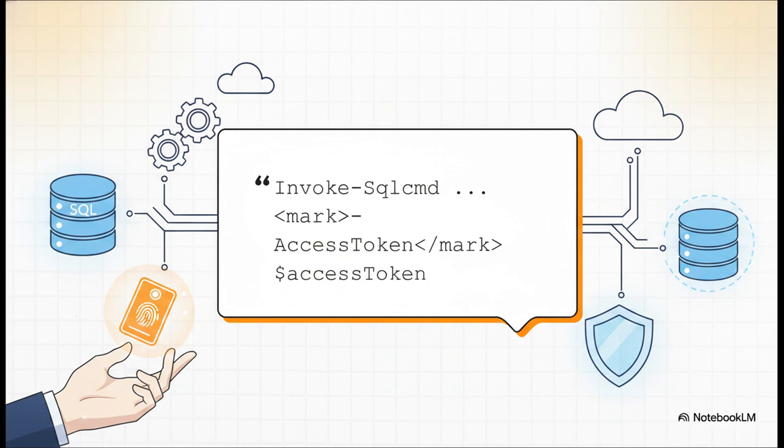And this right here is the moment of truth. We're using the standard Invoke-Sqlcmd that you've probably used before. But notice, there's no username, there's no password parameter. Instead, we use -AccessToken, and we just pass in that temporary token we got a second ago. This is it. This is how we execute a database command from our pipeline with absolutely zero passwords involved.